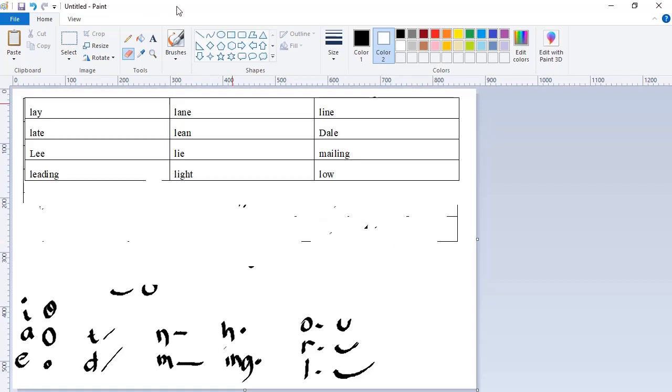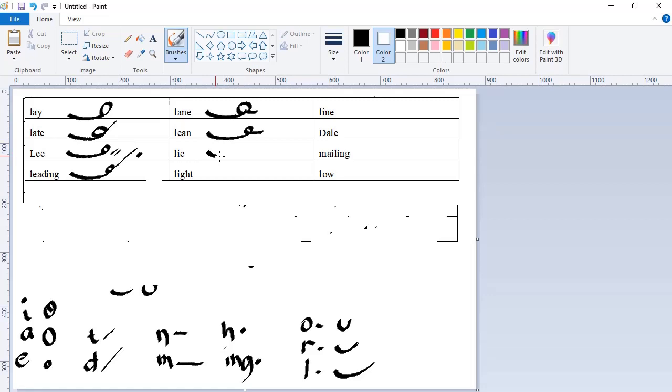Okay, so okay na yan. So, lay. Lay, we have L and A. Next, late, we have L, A, and T. Li, we have L, E, and then your capital symbol. Leading, we have L, E, D, and then yung ing natin. Next, lane. We have L, A, and N. Lane. Next, we have lean. L, E, N. Lean.